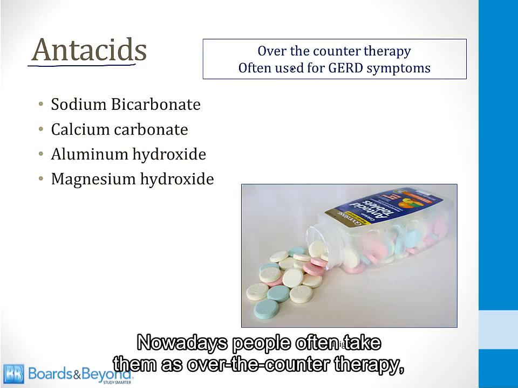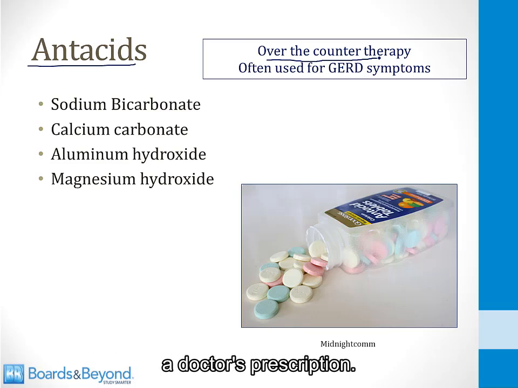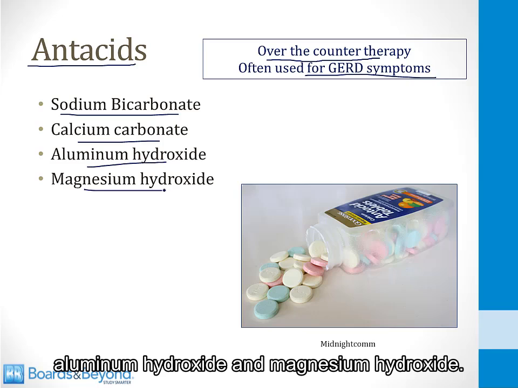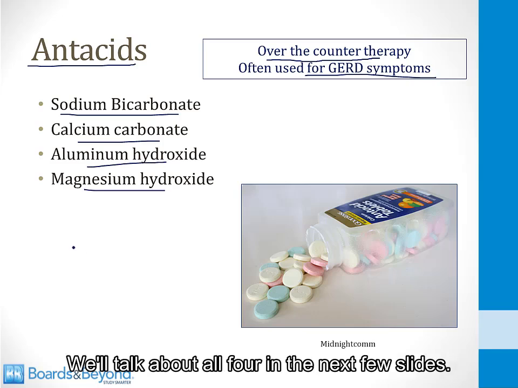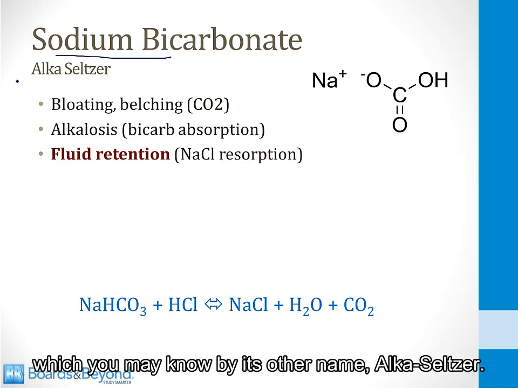Nowadays, people often take them as over-the-counter therapy, which means therapy that does not require a doctor's prescription, and people often take them for occasional heartburn symptoms. There are 4 different antacids: sodium bicarbonate, calcium carbonate, aluminum hydroxide, and magnesium hydroxide. We'll talk about all 4 in the next few slides. First, we'll talk about sodium bicarbonate, which you may know by its other name, Alka-Seltzer.